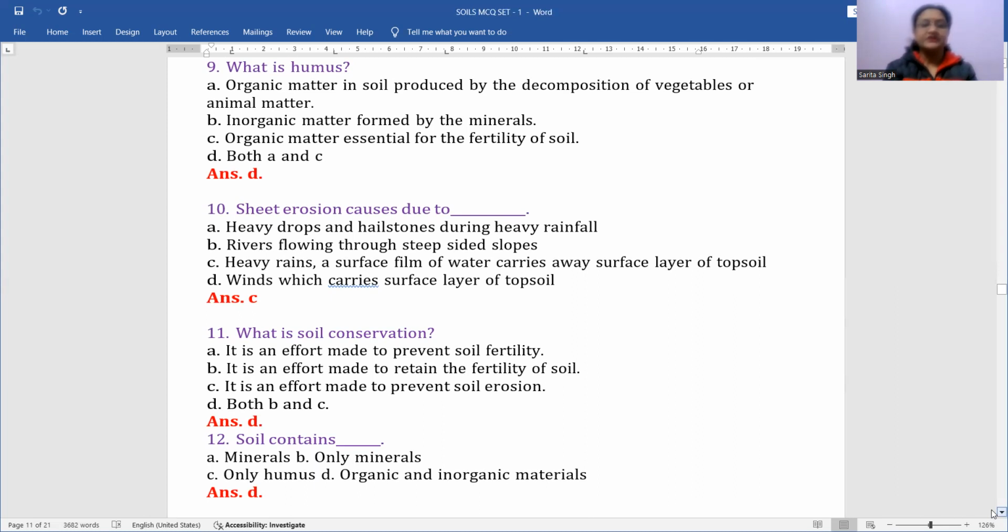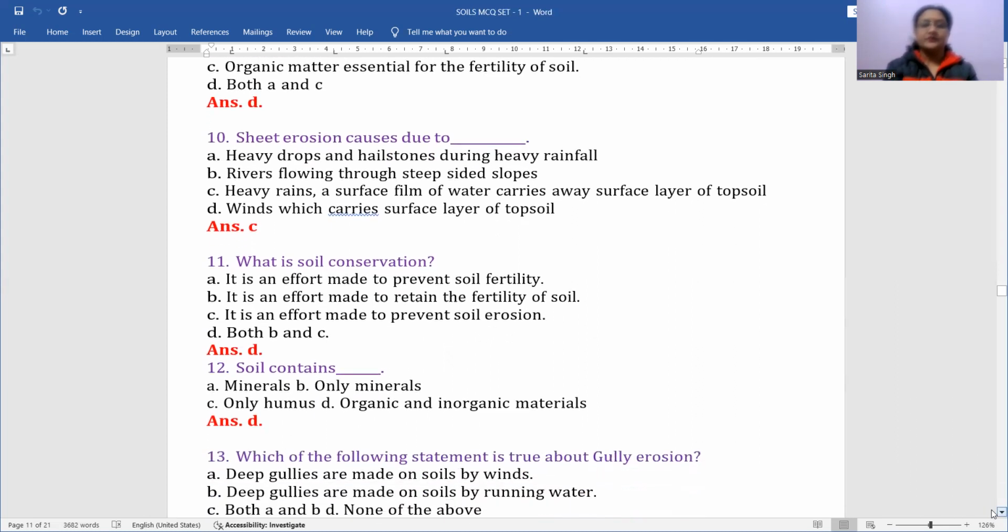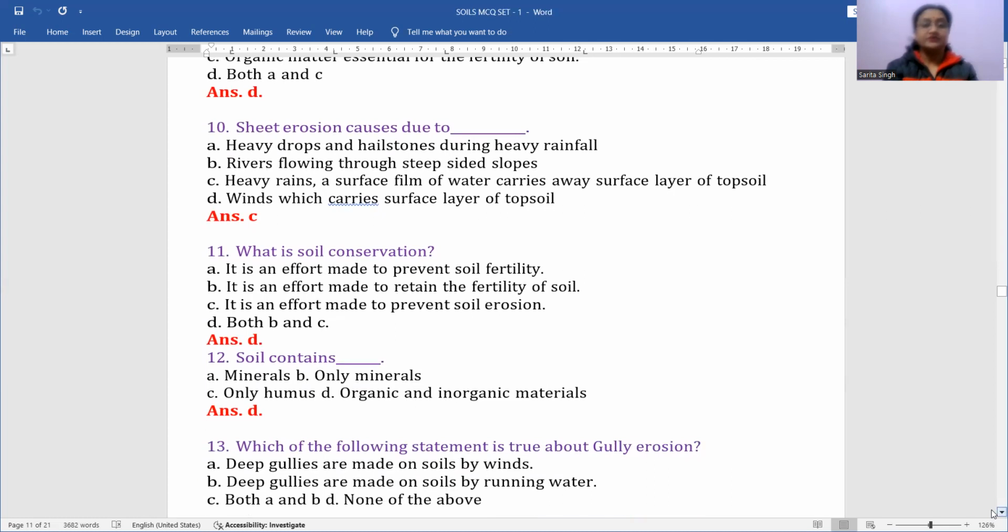Okay, next: sheet erosion is caused due to heavy drops and hailstones during heavy rainfall, rivers flowing through steep-sided slopes; heavy rains, a surface film of water carries away a thin surface layer of topsoil; and winds which carry surface layer of topsoil. Out of all these options बच्चों C जो है ये सबसे सही यहाँ पर आंसर है.